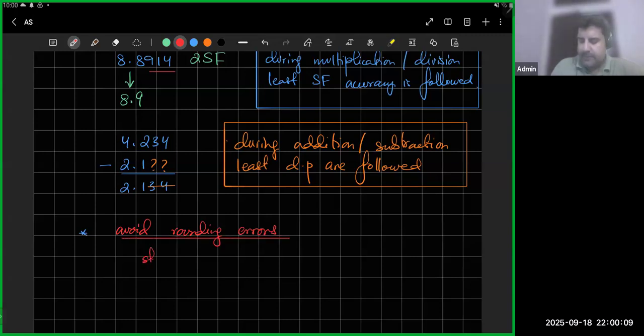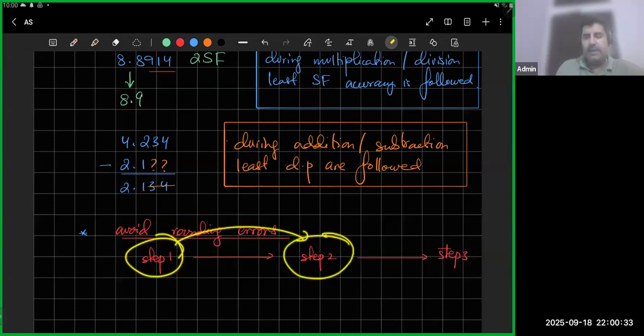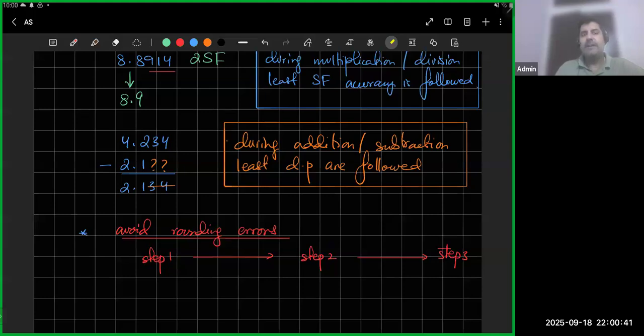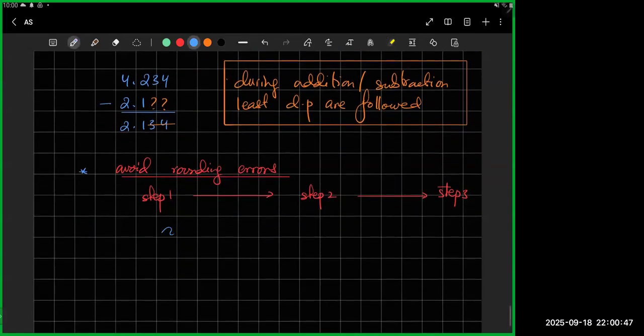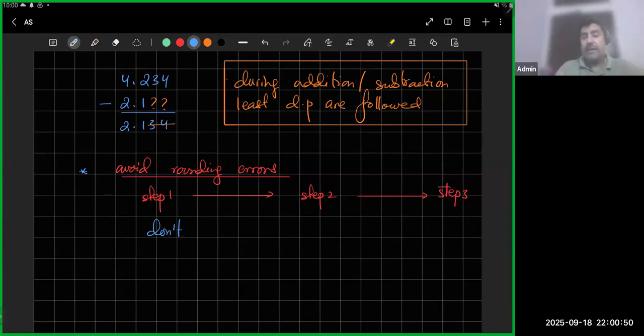If you have multiple steps, step one, and then there's a calculation, and you go to step number two, and then you have another step, which is step number three. So make sure that you take whatever the calculator is giving you, take that number forward. Okay? Then the calculator gives you another number, take that number forward. The rounding has to be done right at the end. Meaning, don't do rounding in the middle. Do you understand this? Yes sir. Otherwise, you're going to get rounding errors.